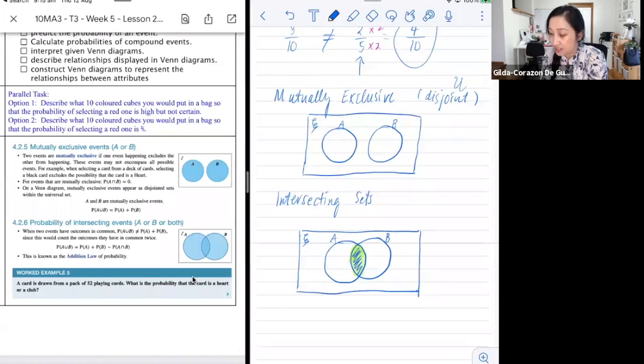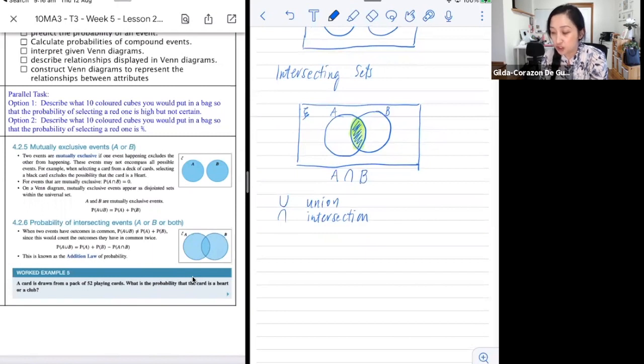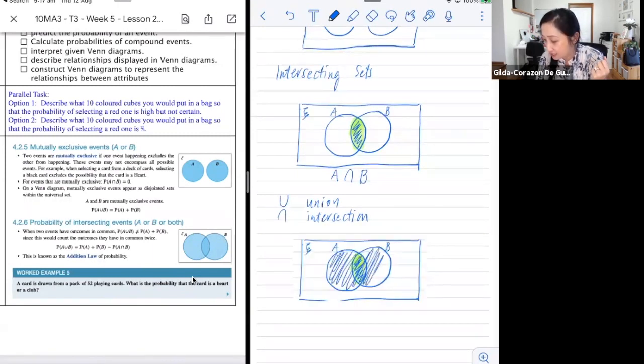Again, this time we've got heaps of symbols. This symbol here is what you call the union. This one here, the inverted U, is what you call your intersection. The one I shaded here is your A intersection B. How do I draw the A union B? When everything there is considered, then you would have what you call your A union B.